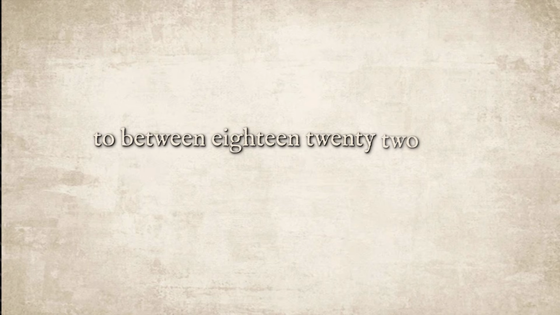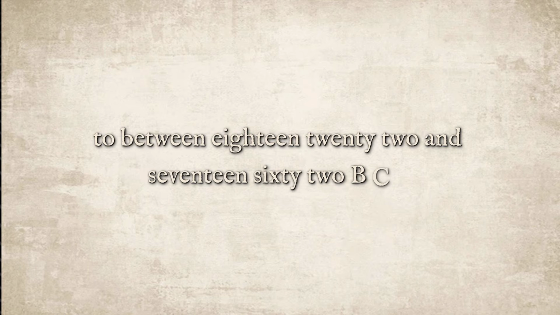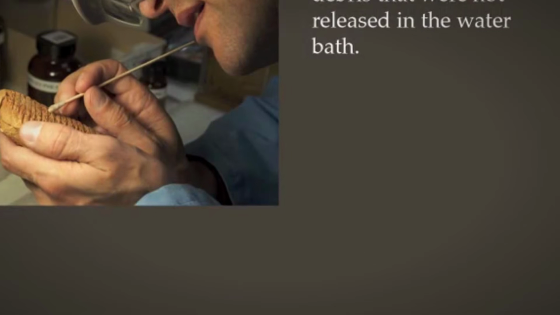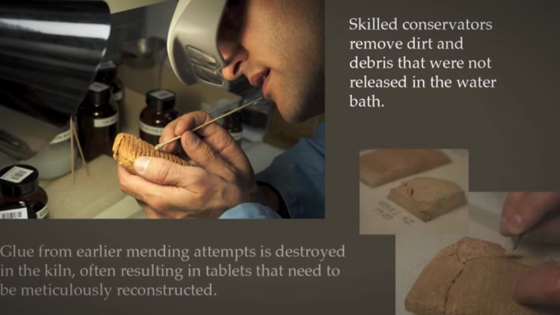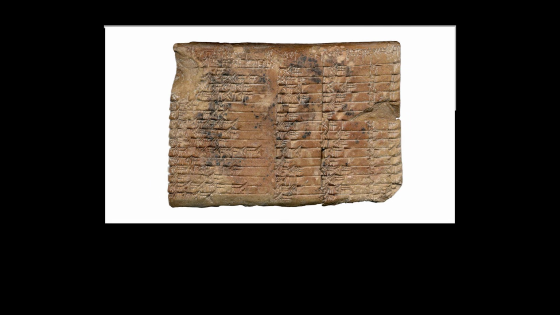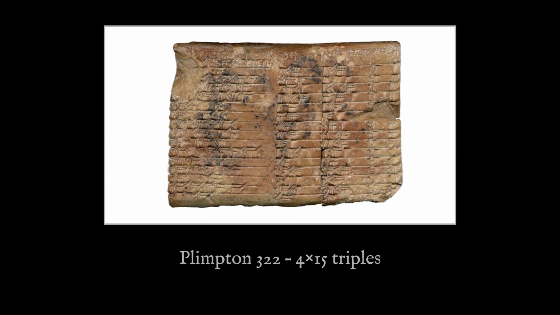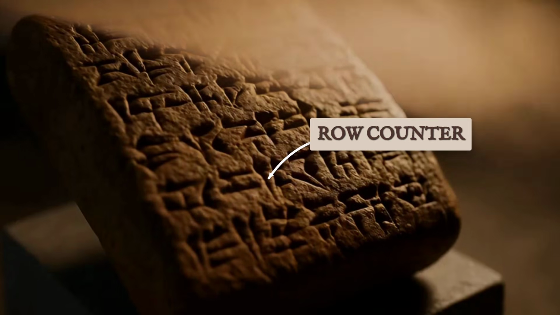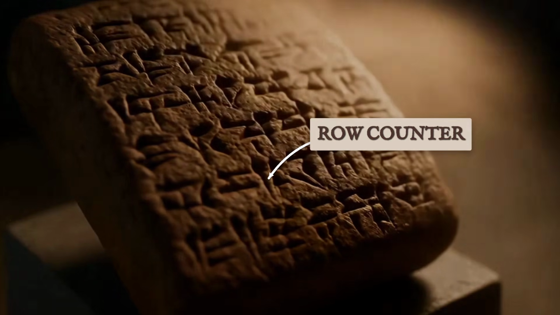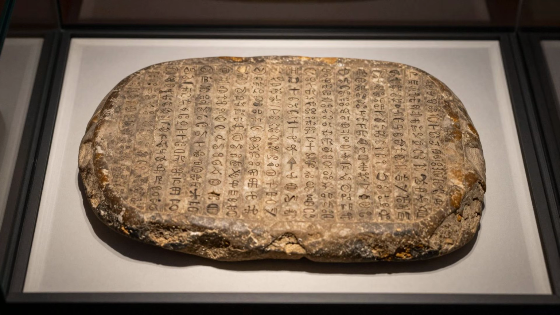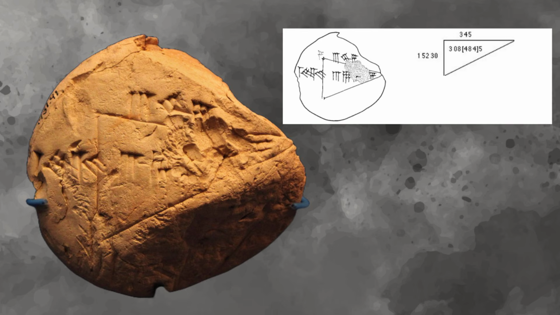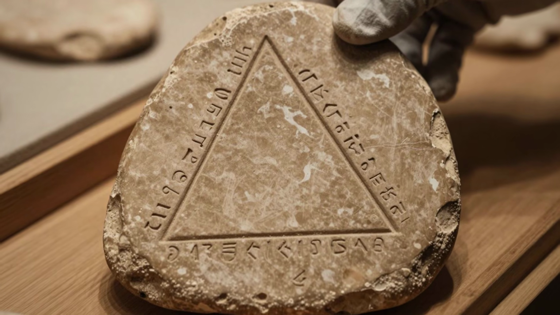Eleanor Robson of University College London dated the tablet to between 1822 and 1762 BCE, based on the script style and the administrative format of the table. The tablet contains 4 columns and 15 rows of numbers. The rightmost column is simply a row counter, 1 through 15. The other 3 columns contain, in every row, 2 of the 3 sides of a right triangle that satisfies the Pythagorean theorem: the short side and the diagonal.